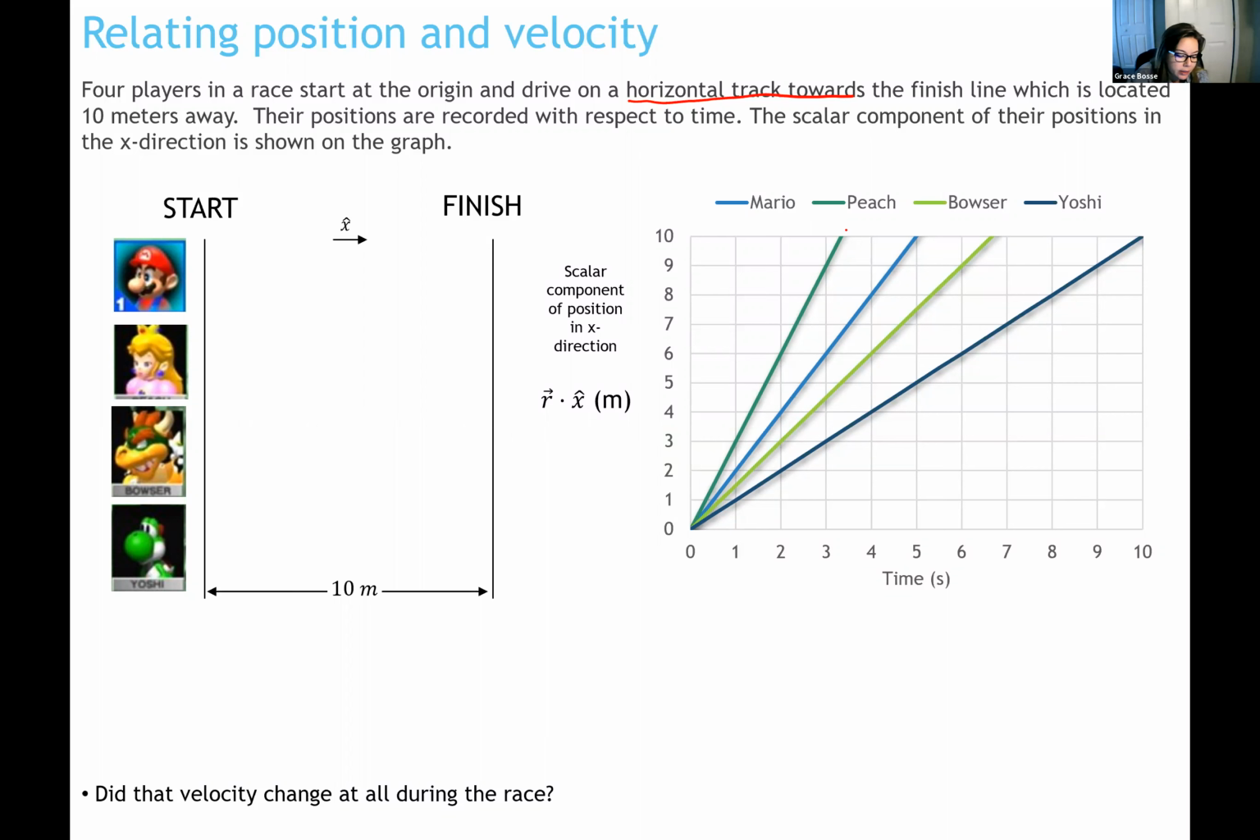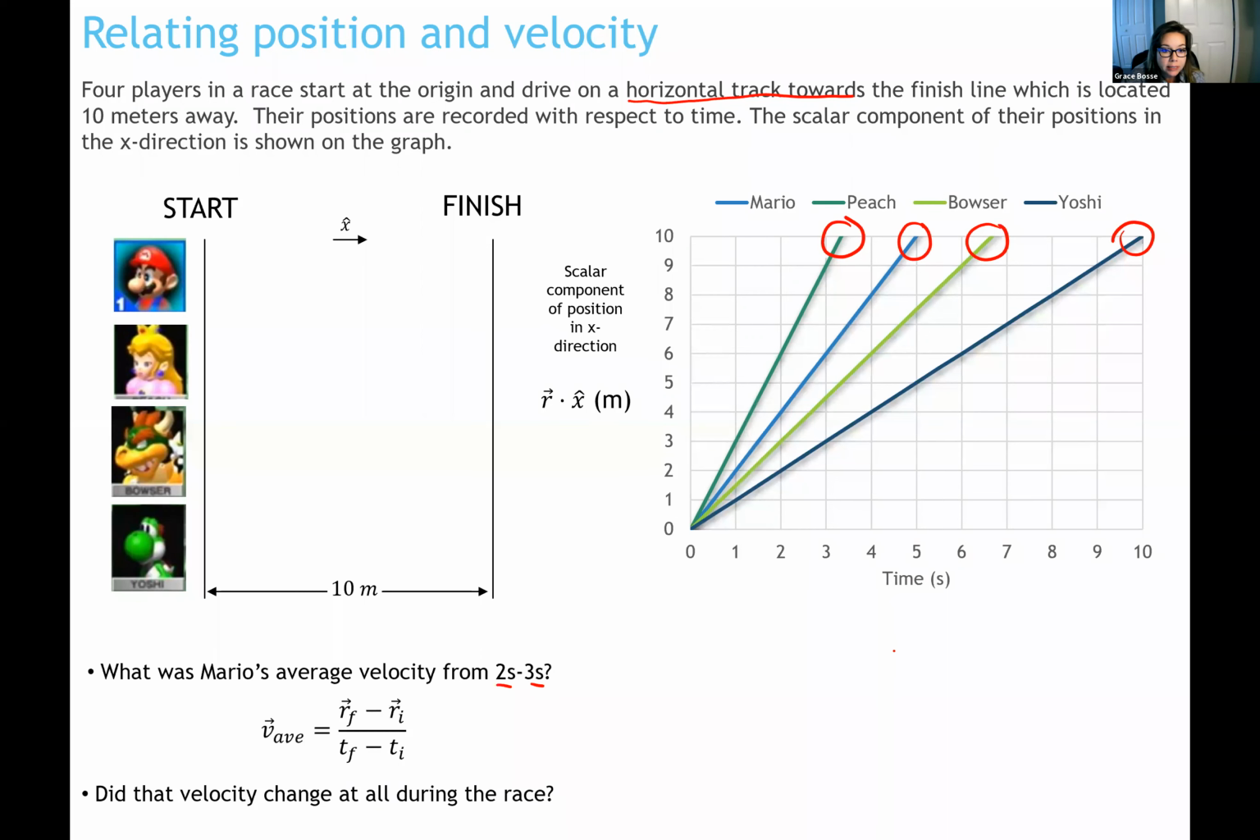Peach got there in a little over 3 seconds. Mario got there in about 5 seconds. Bowser took about 6.5 seconds, and Yoshi took a full 10 seconds. So you can see who won the race. You can get an idea of what happened in their motion. I want to ask the question, what was Mario's average velocity during the time interval from 2 seconds to 3 seconds? I'll remind you again, here's the equation for average velocity.